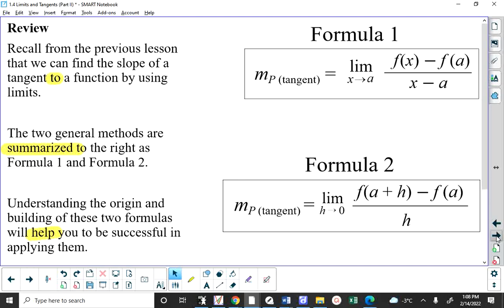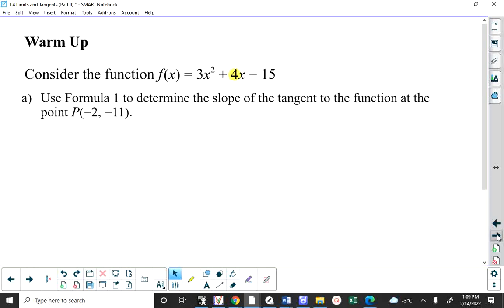Recall from the previous lesson that you can find the slope of a tangent to a function by using limits, and there are two different formulas you can use. If you understand where they come from, namely that q is approaching p, then that will give you a better success rate in applying these formulas. So we're going to do two very quick examples here using these formulas, and this will tie nicely into your assignment that you will be given in about half an hour or so. That will be due Wednesday.